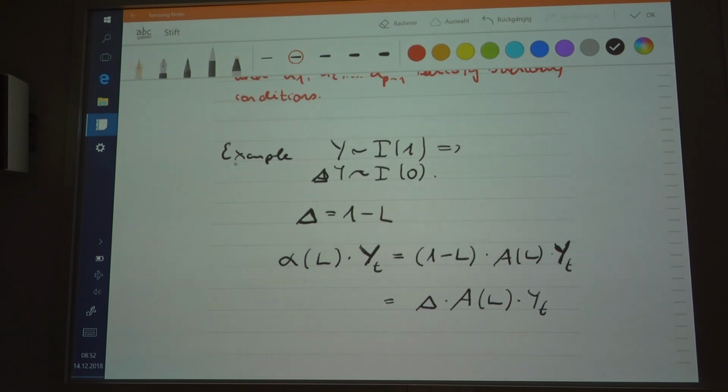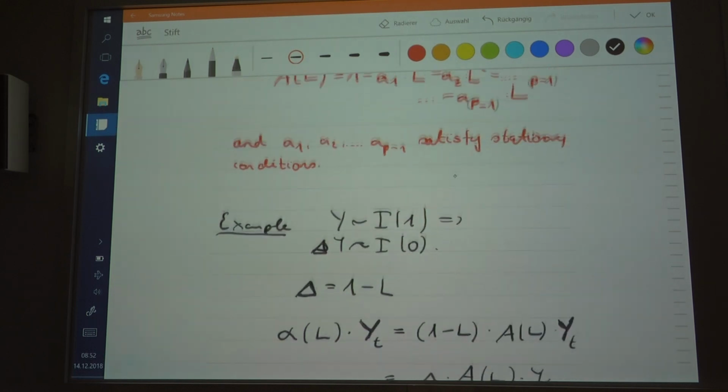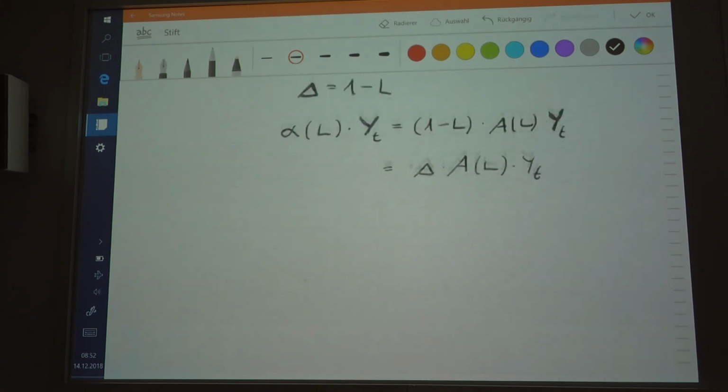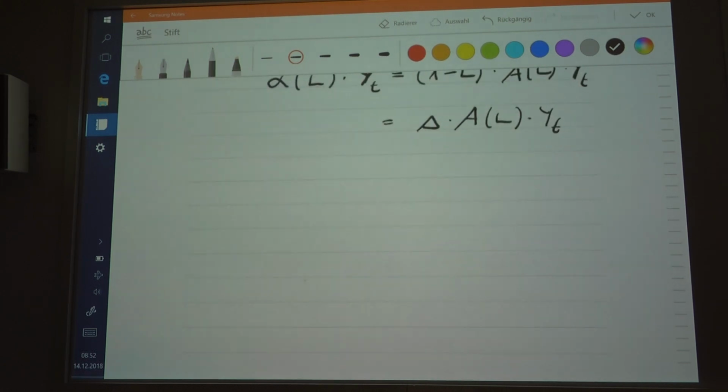This is not a proof, but it is the explanation why the corresponding lag polynomial will satisfy stationarity conditions. In particular, the absolute values of the roots are going to be less than 1. That's maybe the property that you should remember.